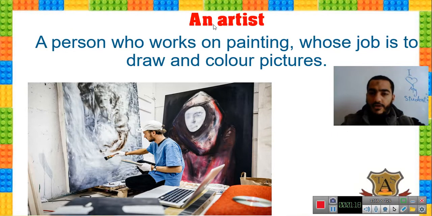Number 2, an artist. Artist is a person. An artist is a person who works on painting, whose job is to draw and color pictures, as you see in the picture here. So an artist is a person, okay?